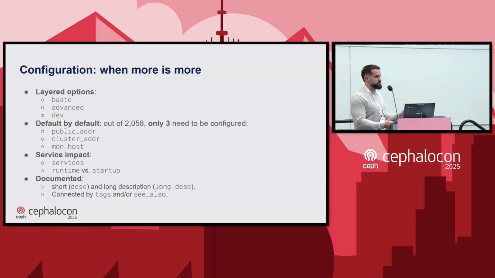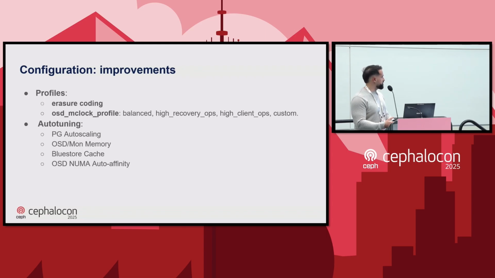So we have a short description of the option, we have a long description, we have tags for identifying the type of options, and we also have see-also fields to connect this specific option to other related options. So I think there is a lot of work that can be done with this metadata to improve the UX in the CLI and also in the UI. And what efforts could we make there to improve that?